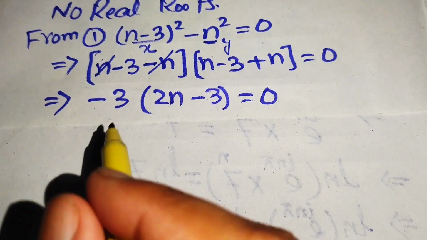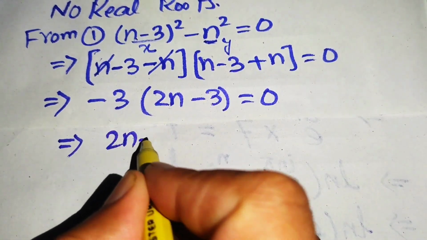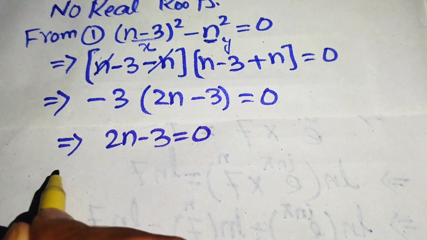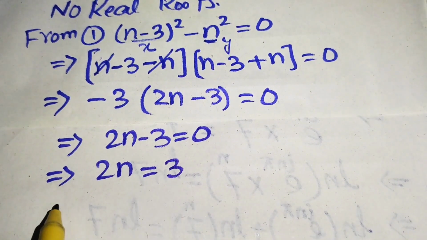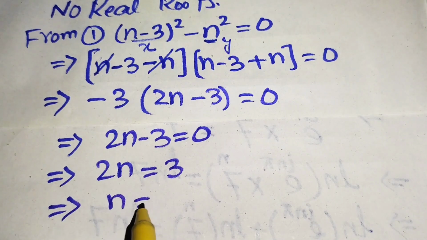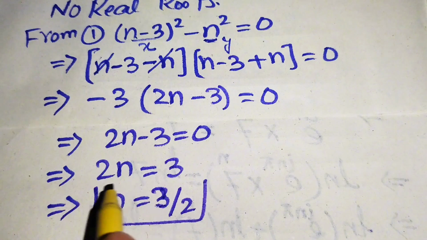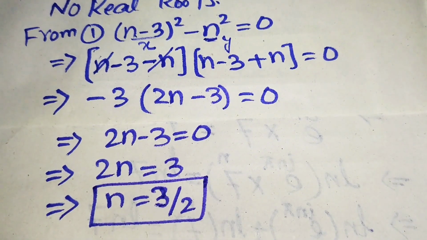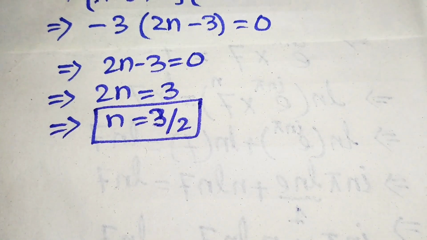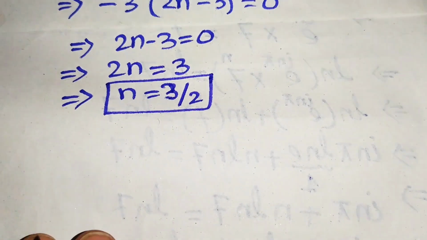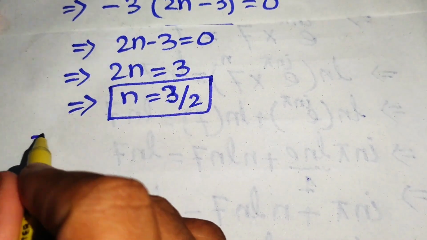Here we divide both sides by −3 and easily get 2n − 3 = 0. We move this −3 to the right hand side and get 2n = 3, and finally we have the value n = 3/2. So this is the real root of the given question, because in the second case we get complex roots but here we get the real root. This is our final answer, but now we first check this value of n.